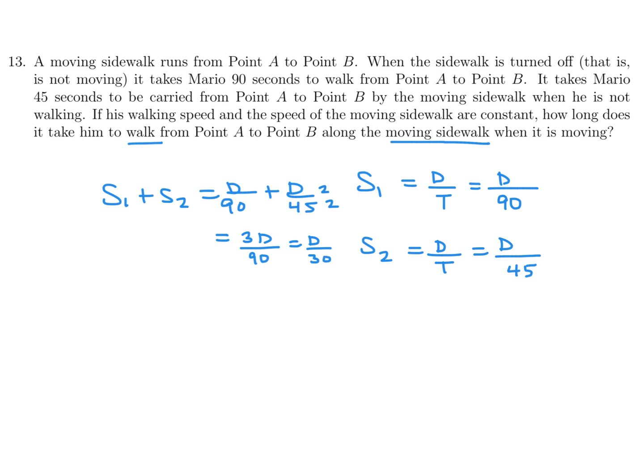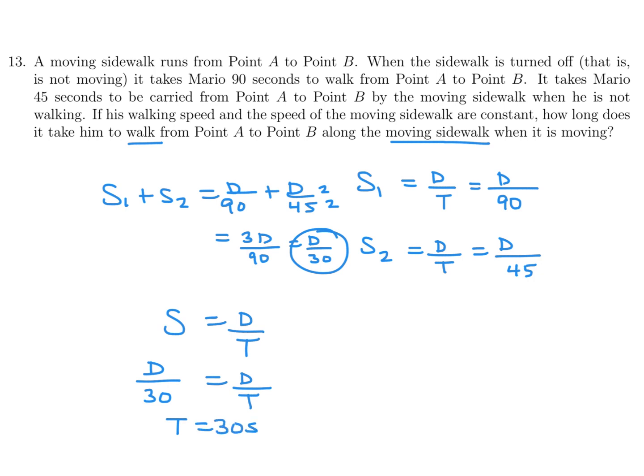Okay, but they don't want d, they want t, correct? So speed is equal to distance over time. So we're going to use that as my speed this time. D over 30 is equal to d over t. The d's cancel, so t just becomes 30. So 30 seconds is the answer to the question of how long does it take him to walk from point A to point B when he's walking on the sidewalk that is moving.